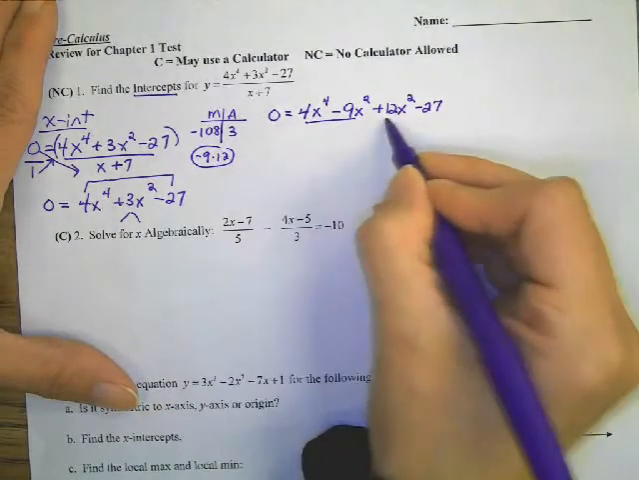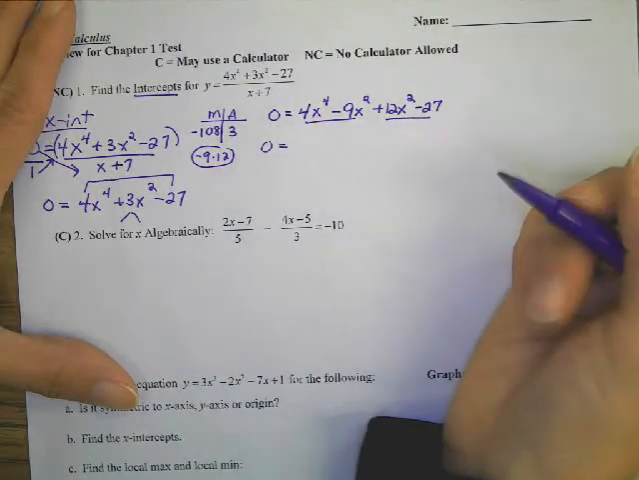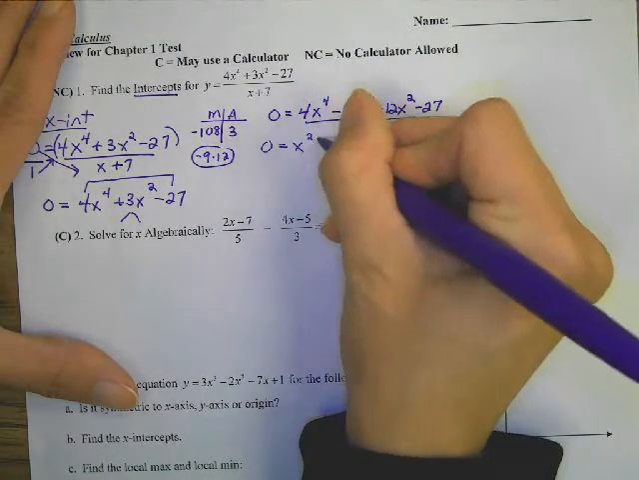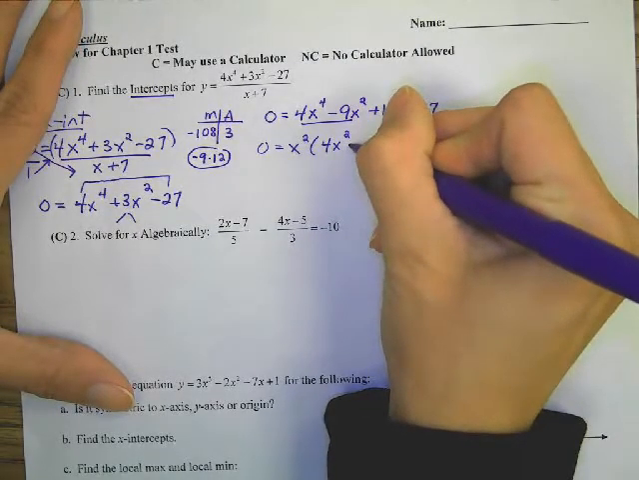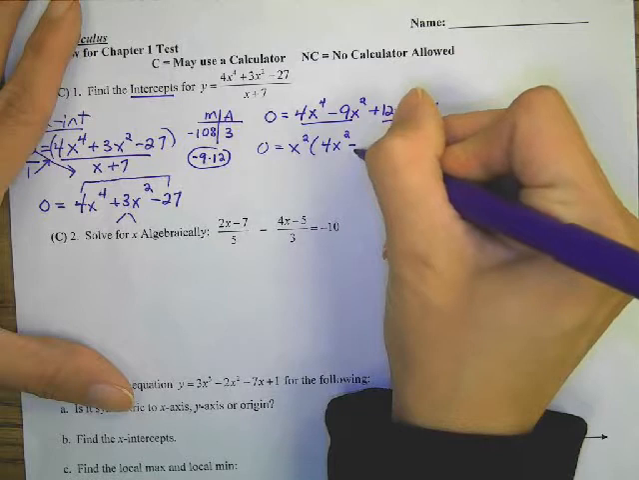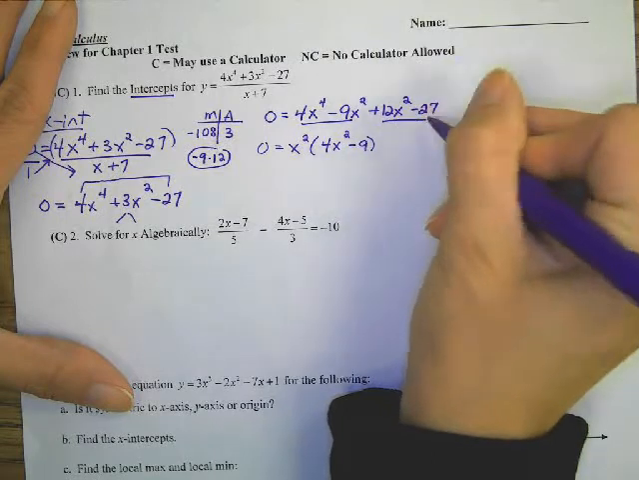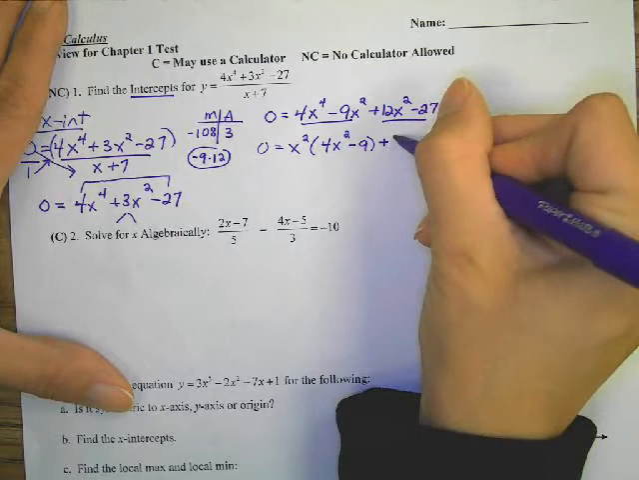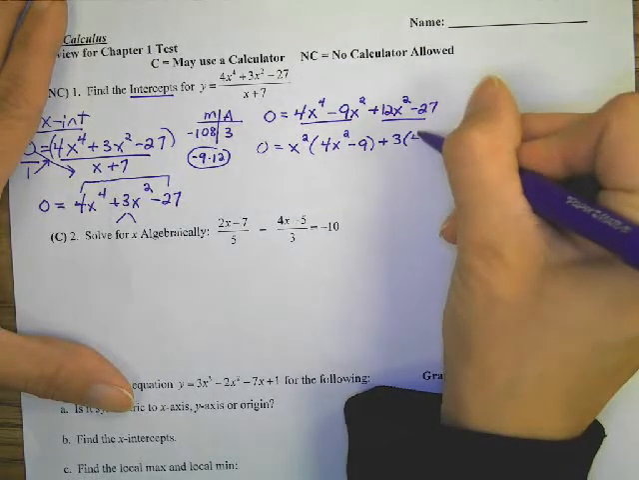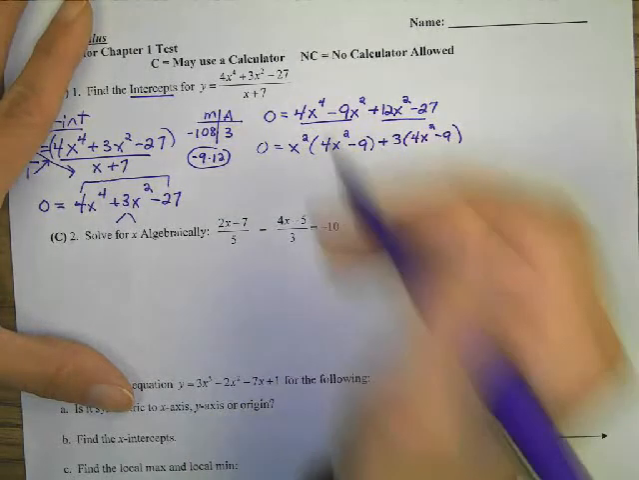Okay, then you go ahead and do some factor by grouping. I will take out, I guess, just x squared. And that leaves us with 4x squared minus 9. And then here I will take out positive 3, leaving us with 4x squared minus 9. Perfect. I notice it's working.